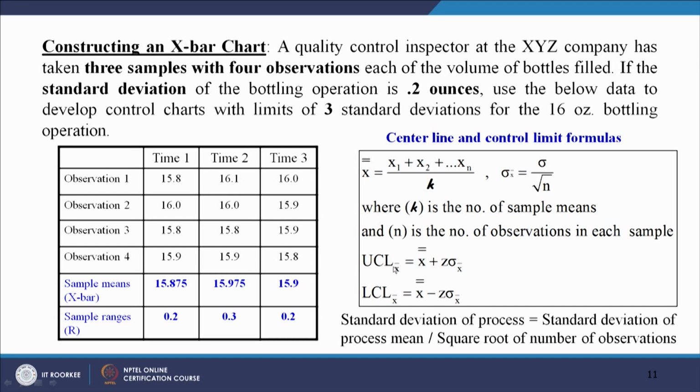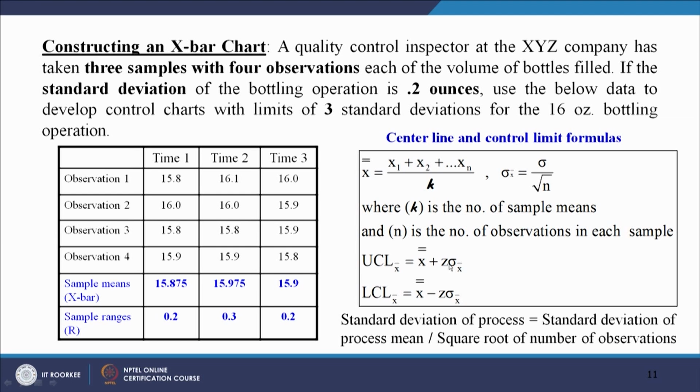So we will calculate this upper control limit and the lower control limit for the data that is available with us. First, the overall mean of the process is 16 ounce. We know the standard deviation of the process is given as 0.2 ounce. Sigma x bar, how will we calculate this? Sigma x bar represents the standard deviation of the sample mean. So it is 0.2 divided by the square root of the number of observations. The number of observations here is 4. So we will get 0.2 divided by the square root of 4.